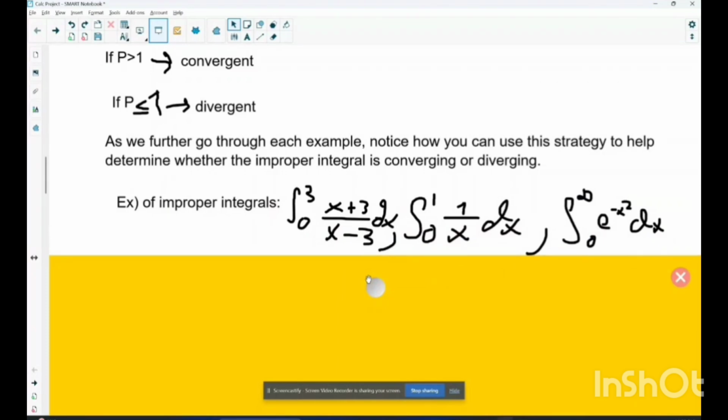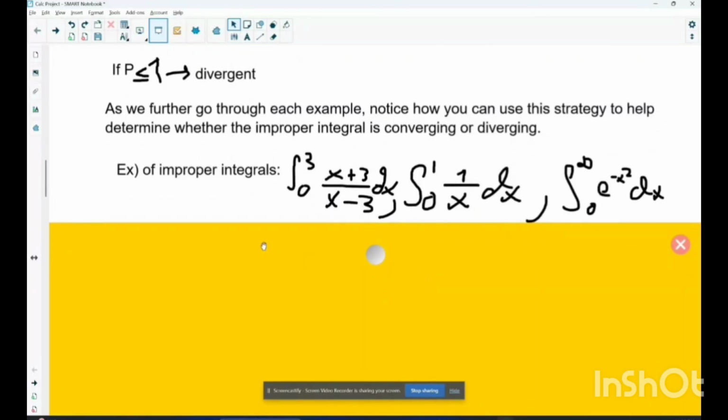So now these are examples of improper integrals. For the integral from 0 to 3, it's improper because if you plug in 0, it's going to be undefined, since you can't have a 0 in the denominator. Same thing for 1 over x, 0 is going to be undefined. And if you plug in infinity, you'll get not a real number, so that's an improper integral.